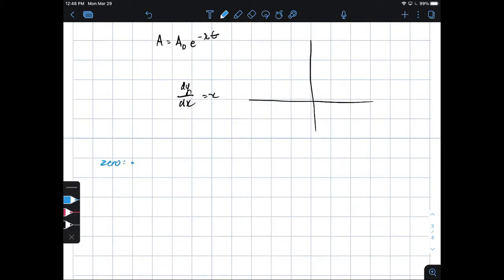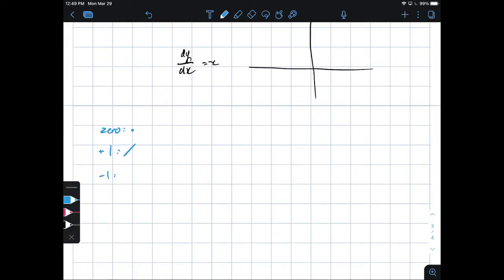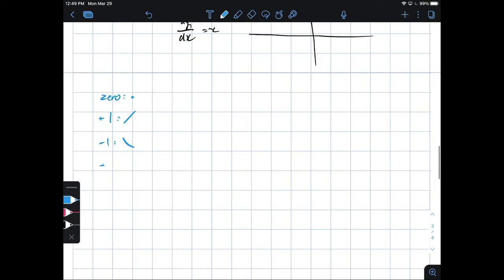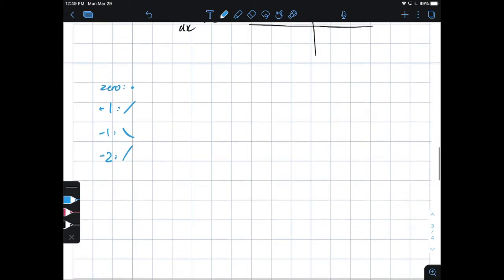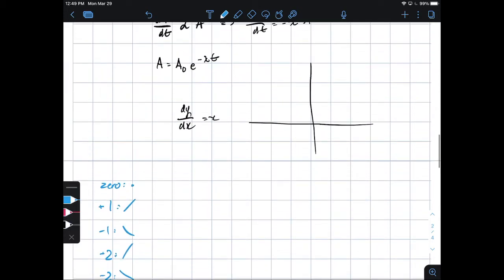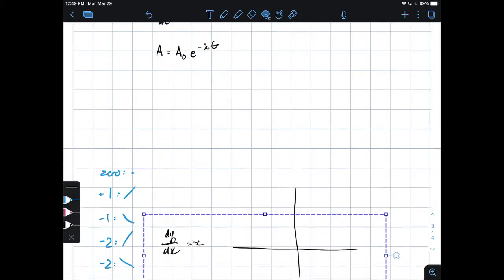If it's 0, it's a dot. If it's plus 1, we have a sloped line like this. If it's minus 1, we have a reverse slope line. Plus 2, it's still up like plus 1, but now it's slightly steeper. Minus 2, slightly steeper, but in the opposite direction. Simple. And I'll move this down here.